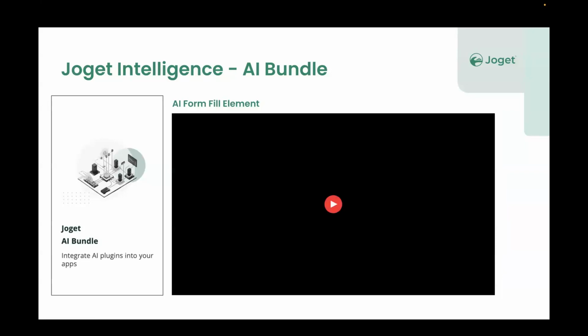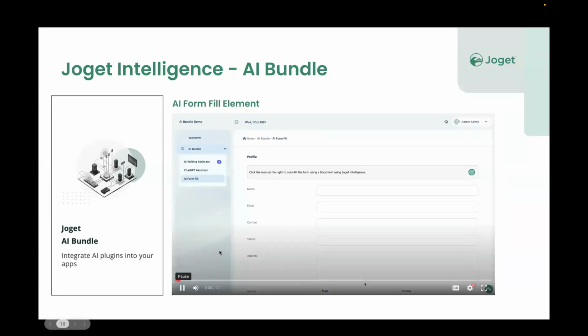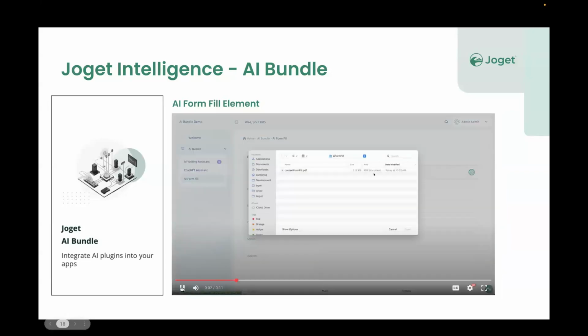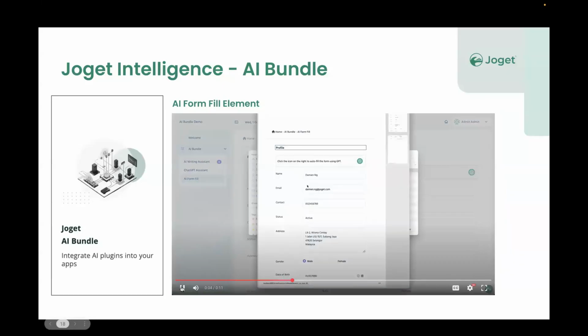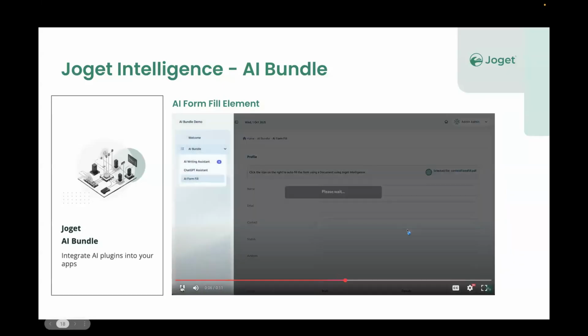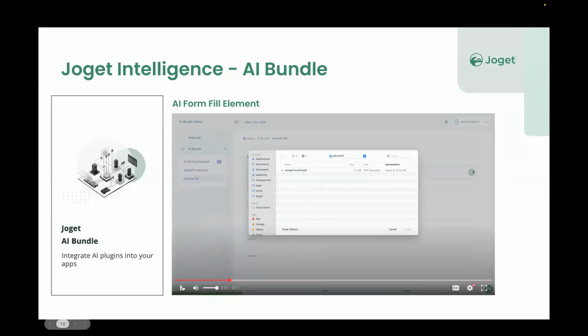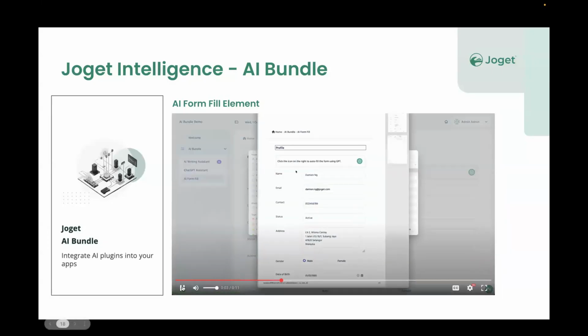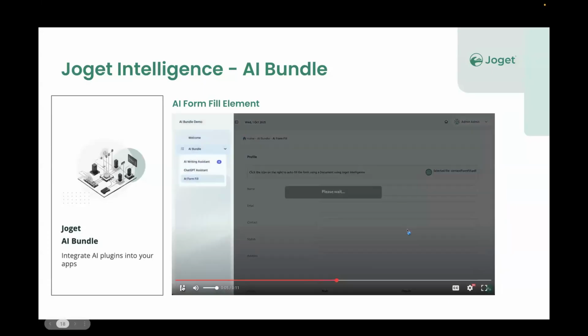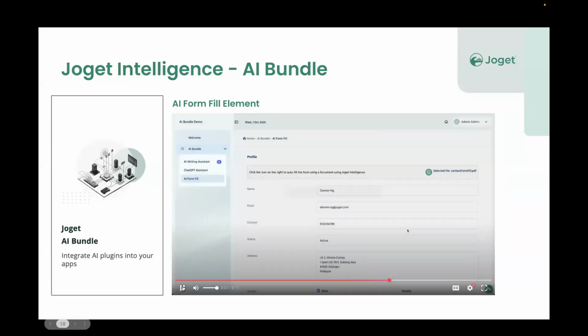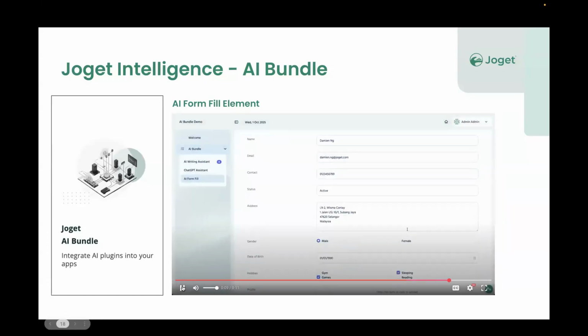Moving on, we have the AI form field element. Again, it is a demonstration of how we will be able to make use of LLM or AI. So we have uploaded a file in here, and by uploading a PDF file, we would then make use of it in order to fill up a Joget form.